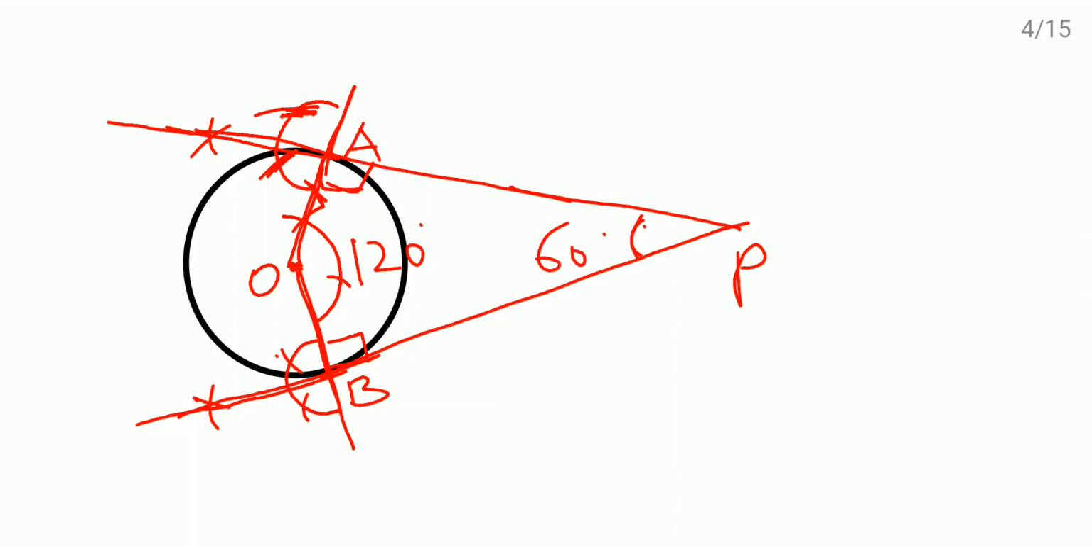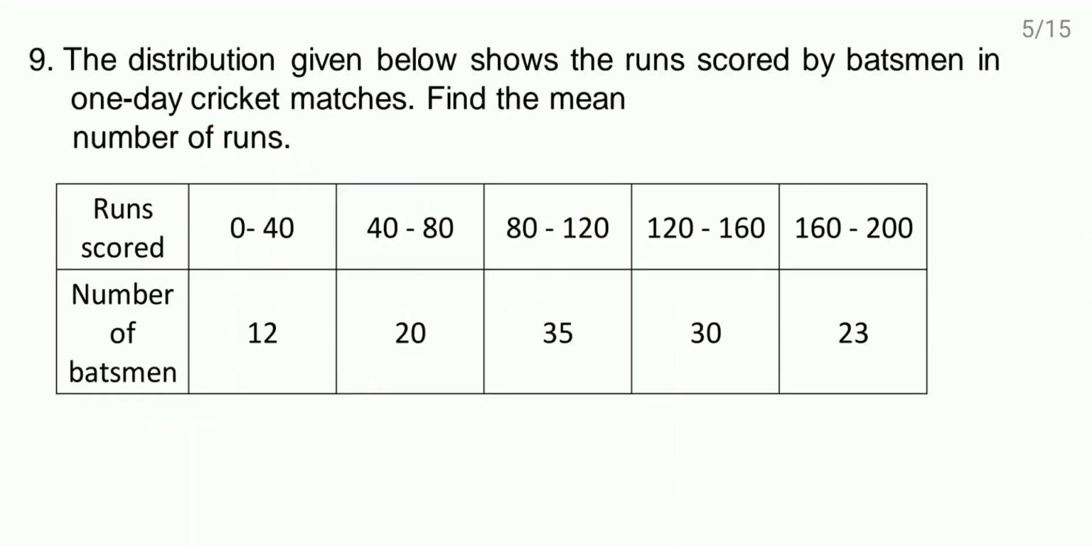Let us see the next question now. Question number 9. The distribution given below shows the runs scored by batsmen in one-day cricket matches. Find the mean number of runs. So we need to find out the mean. In the first row they have given us runs scored. In the second row they have given us the number of batsmen.